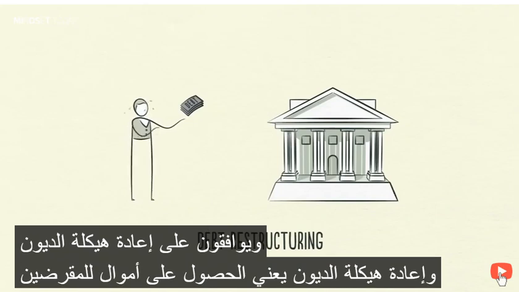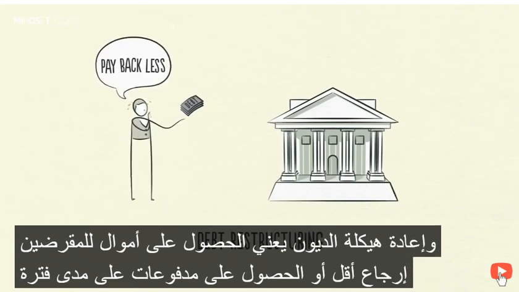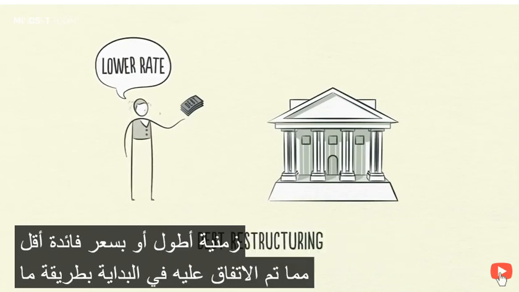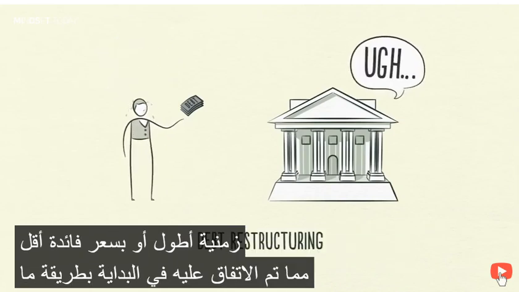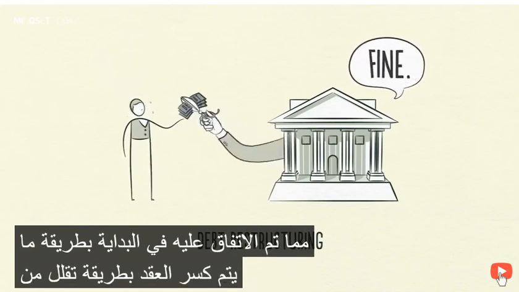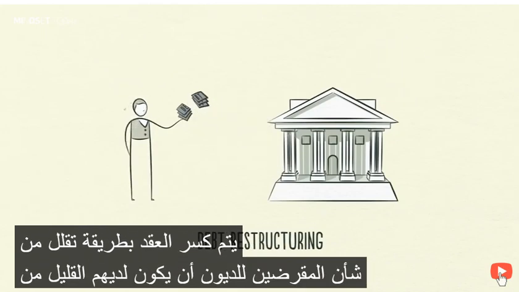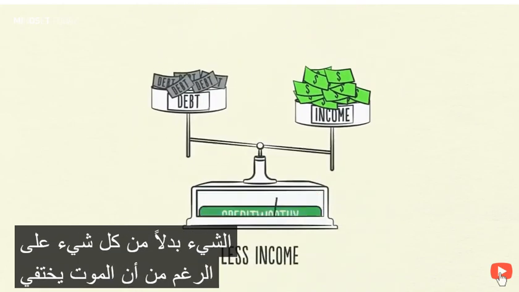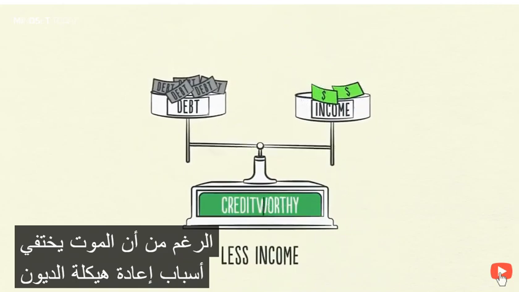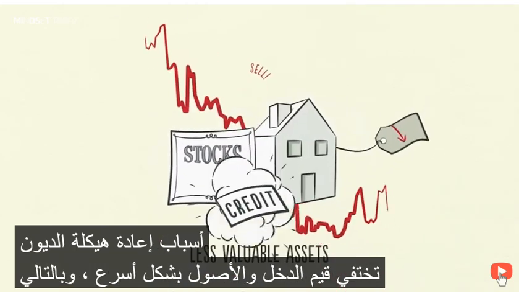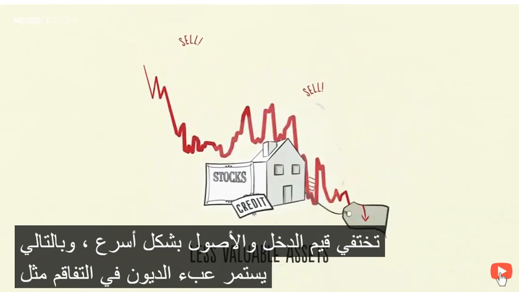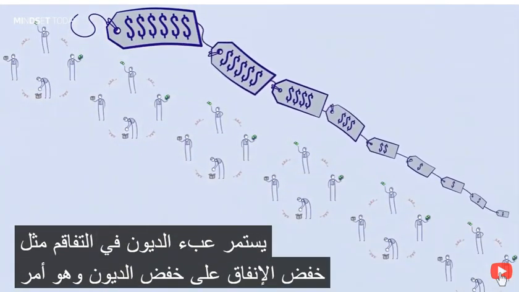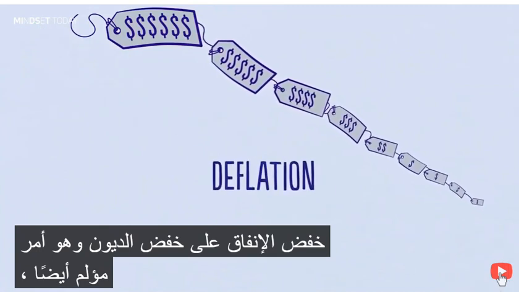It has basically disappeared. Many lenders don't want their assets to disappear and agree to debt restructuring. Debt restructuring means lenders get paid back less, or get paid back over a longer time frame, or at a lower interest rate than was first agreed. Somehow, a contract is broken in a way that reduces debt. Lenders would rather have a little of something than all of nothing. Even though debt disappears, debt restructuring causes income and asset values to disappear faster, so the debt burden continues to get worse. Like cutting spending, debt reduction is also painful and deflationary.